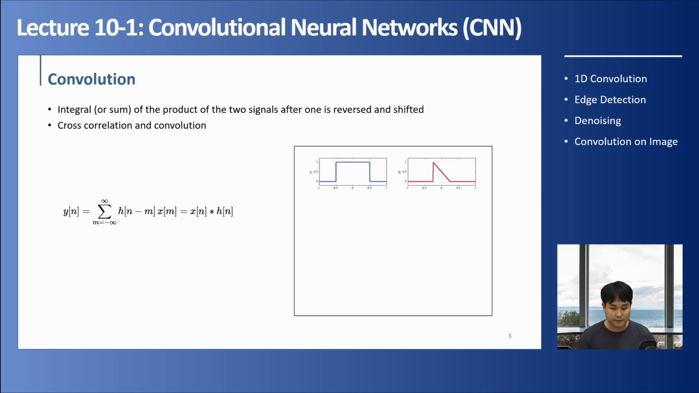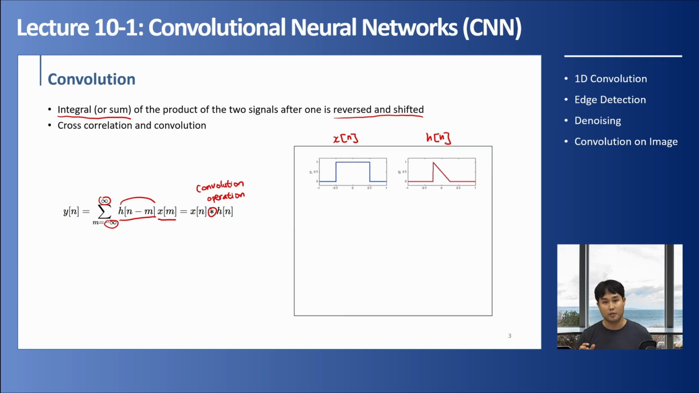So convolution by definition refers to the integral or sum of the product of two signals after one is reversed and shifted. So if we mathematically represent this, starting from minus infinity to infinity, assuming we have two signals, x of m and h of m, we flip or reverse one signal and take the sum of the element-wise product of both signals. Now if we visually represent this, first, let's assume that we have our two signals, x of n and h of n.